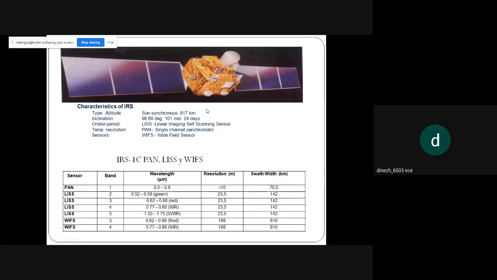So this is an example of IRS, which is sun synchronous with altitude of 817 kilometers, inclination of 98.69 degrees, 101 minutes, orbital period of 24 days. The LISS is your linear imaging self-scanning sensor. PAN is your single channel panchromatic. WiFS is your wide field sensor.